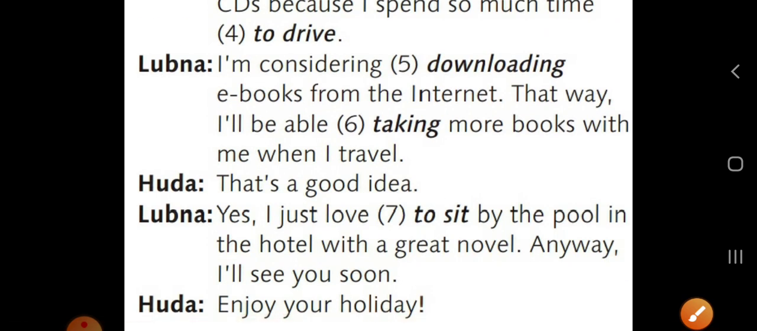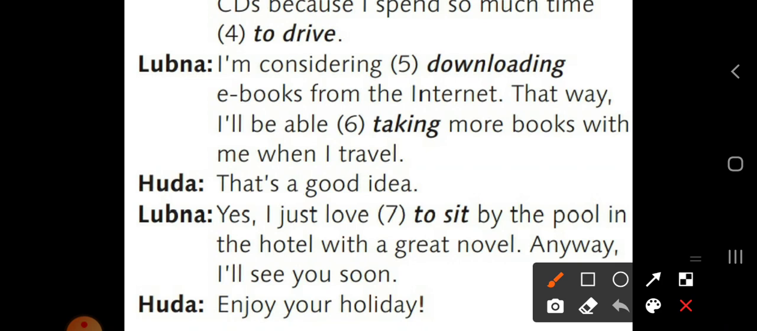The last one here, I've just loved to sit by the pool. Or you can say, I love sitting. But both can be correct.